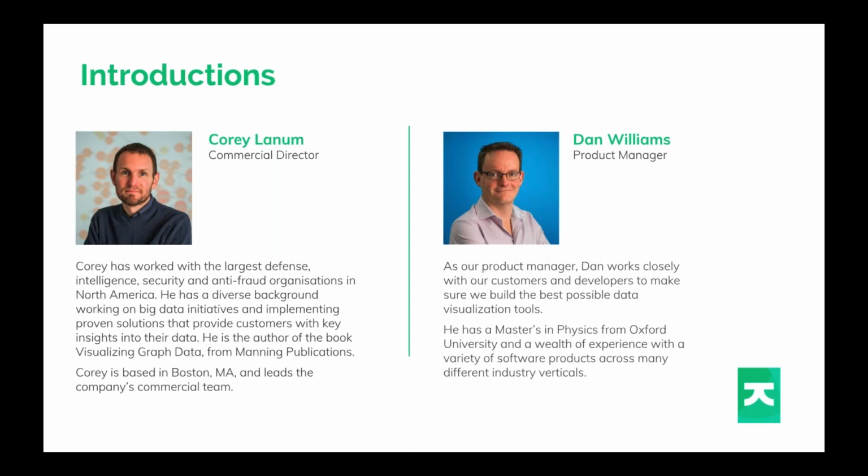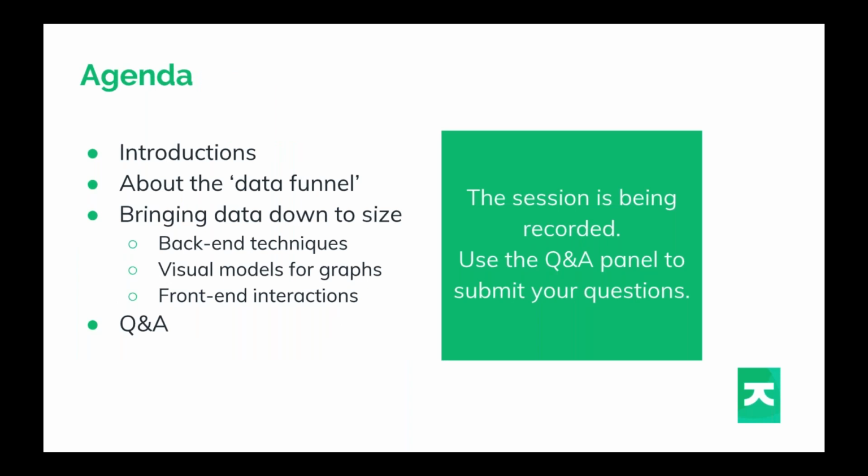The British accent you'll hear on the line is my colleague Dan Williams. He's the product manager for KeyLines, and he spends a lot of his time figuring out how to continue to improve the KeyLines project to provide the best possible experience for our customers, and he's based at our global headquarters in Cambridge, England.